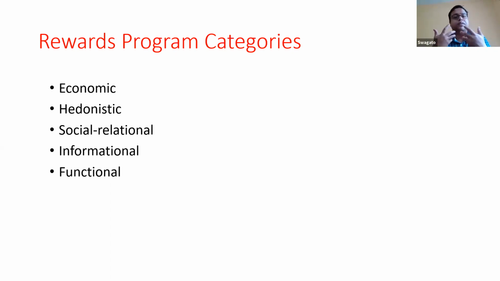Not only do you have to give discounts, that is not the only possible way. You can mix and match between all these rewards and create your program. For example, what does an apparel retailer do? The apparel retailer gives you free home delivery. That is a functional benefit. It gives you discounts, that is the economic benefit that you are getting.